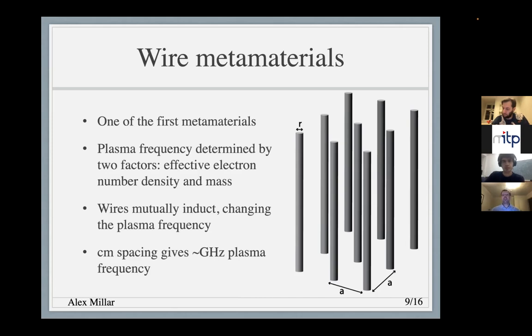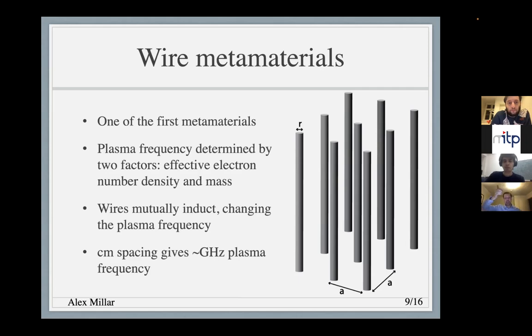Because plasma frequencies are basically just determined by the electron number density and the electron mass, it turns out that the system modifies both of them. The number density seems fairly obvious. You just took out a bunch of material compared to a regular metal, so you're going to have fewer electrons, and so a smaller plasma frequency. But it turns out that you also change the effective electron mass.